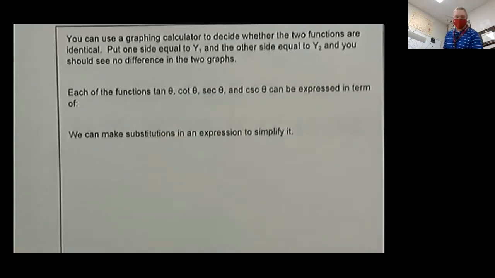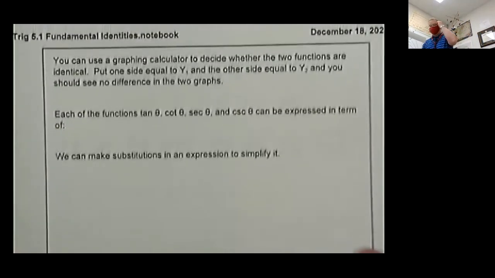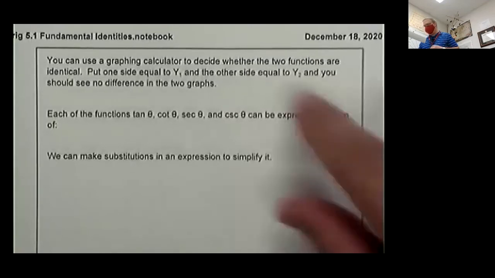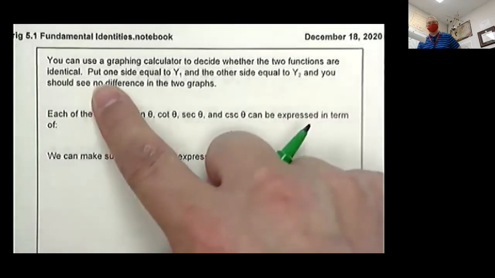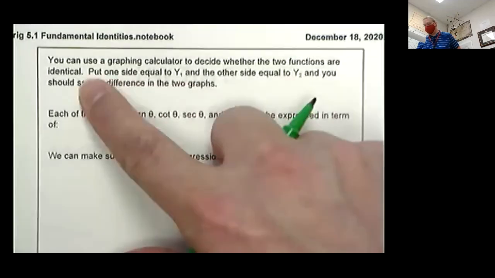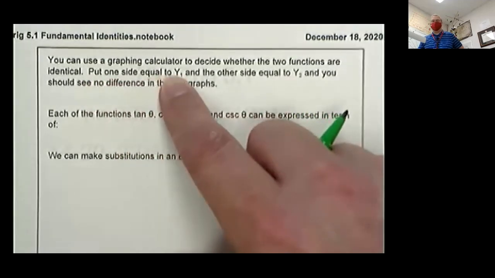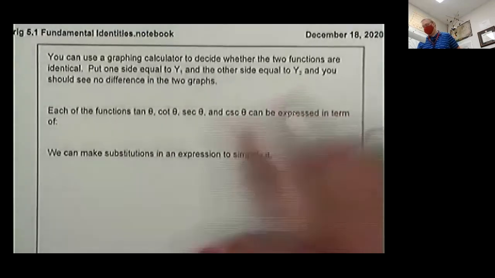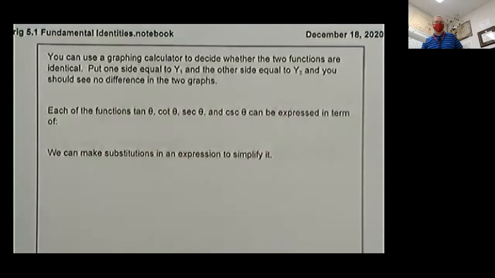We can check any identity by using a graphing calculator. We can do that by seeing if their graphs are identical. We're going to put one side equal to y1, the other side equal to y2, or put your starting trig function equal to y1 and your ending trig function equal to y2, and you should see no difference in the graphs. That tells you that you have the exact same trig equation.